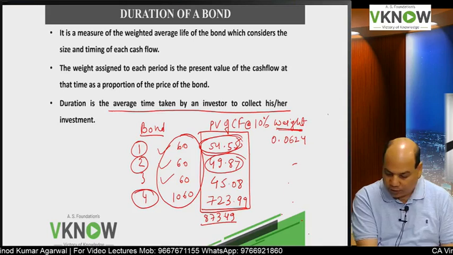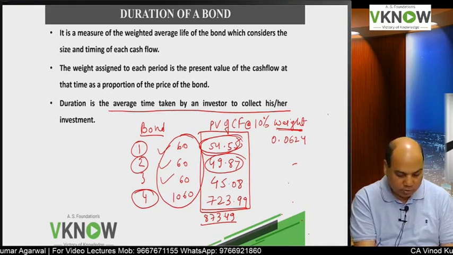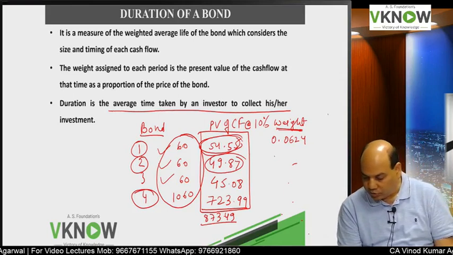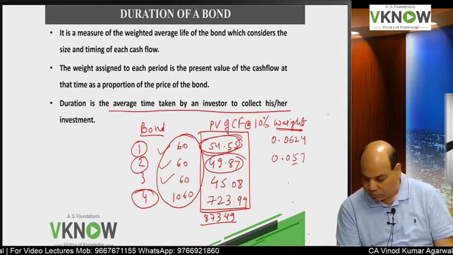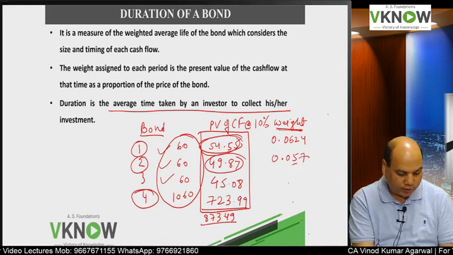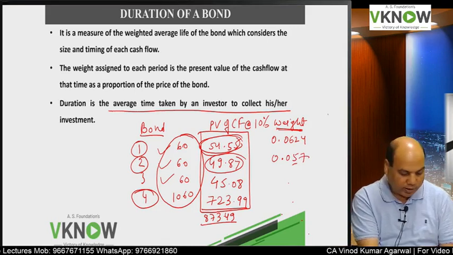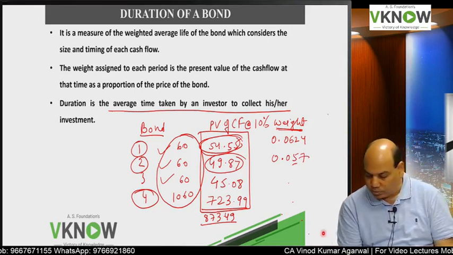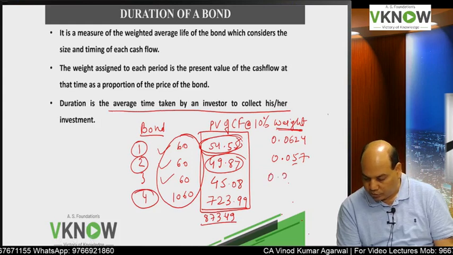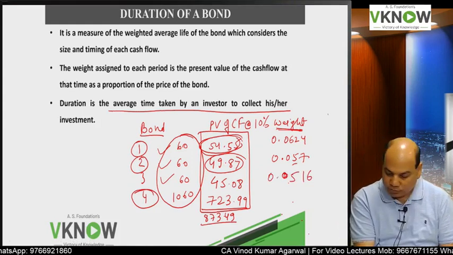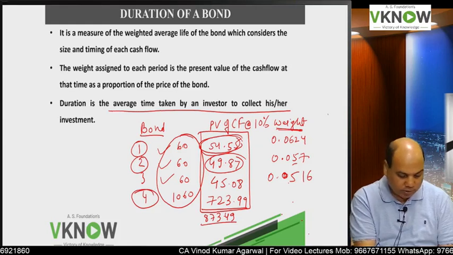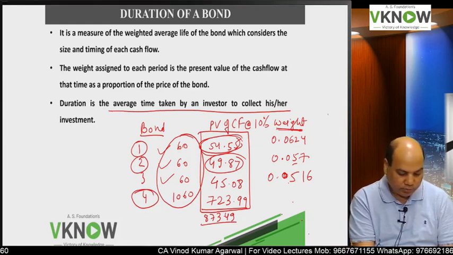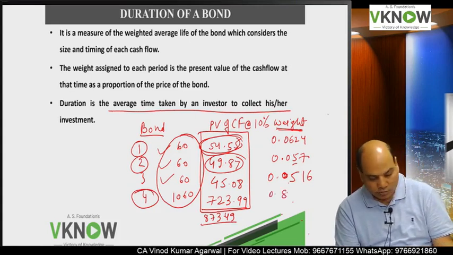Then you will take 49.87 divided by 873.49, and the weightage to this cash flow will be 0.057. Then you take 45.08 divided by 873.49 is equal to 0.0516 or something. And similarly the weight assigned to the last cash flow will be 723.99 divided by 873.49, that is 0.8288.